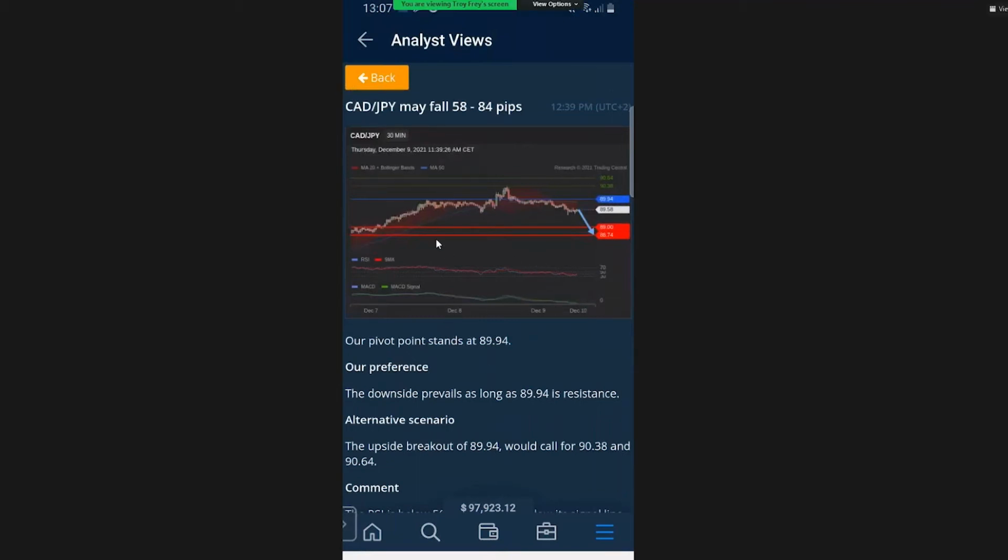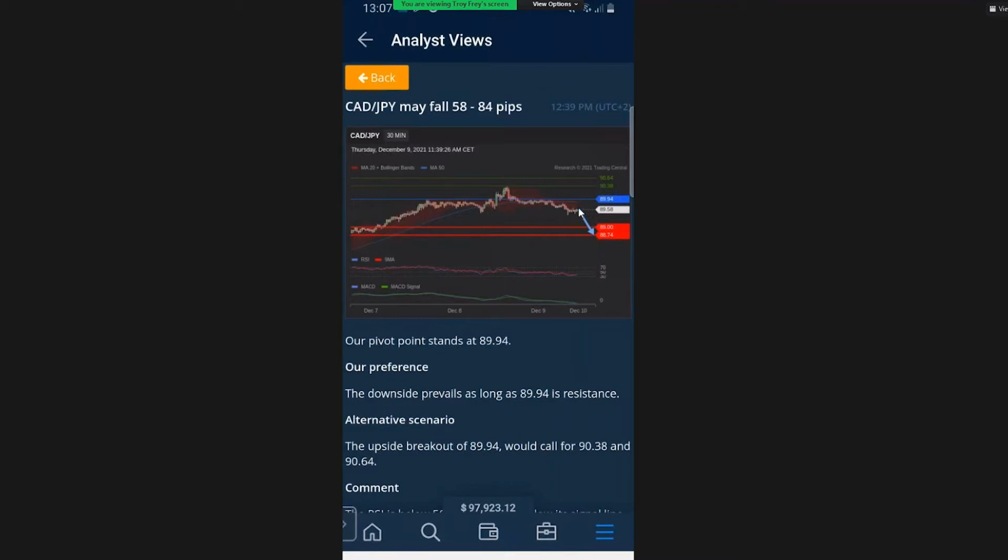So we see that this is an old ranging pattern here. And this was the upper resistance and the lower support. So this was an old area of resistance down here. So if this movement is dropping, they're saying take profit as it gets near this price. That's where it will find support next.